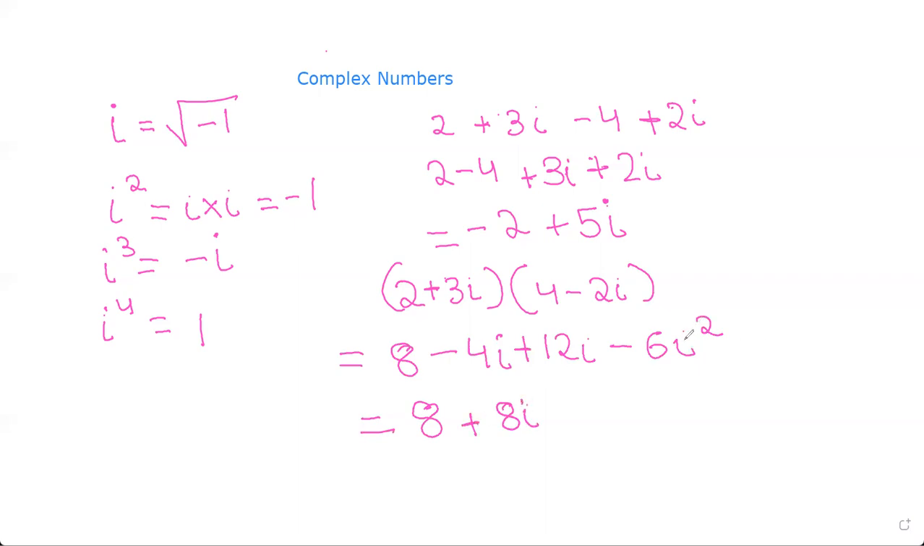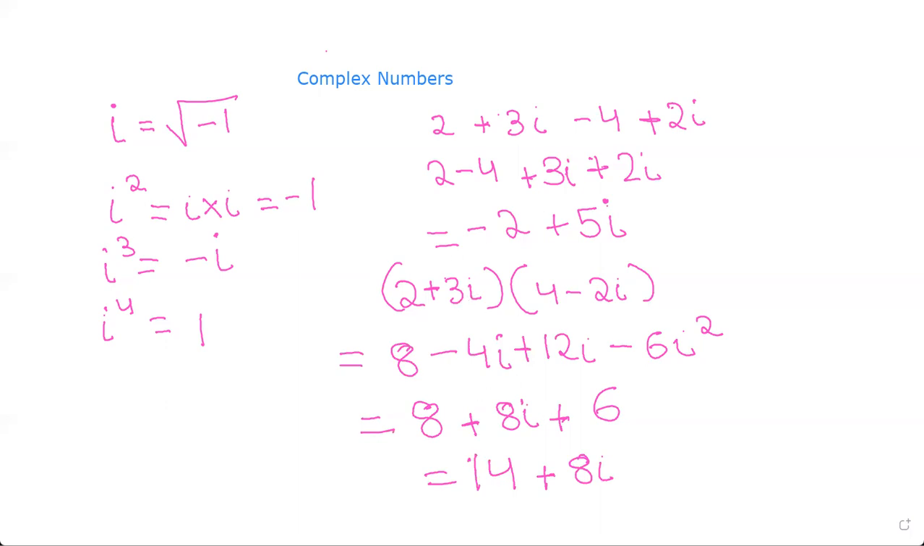We know that i squared is -1, right? So -6 into -1 would be +6. So this can be written as 14 plus 8i. That is what you get when you multiply these two expressions.